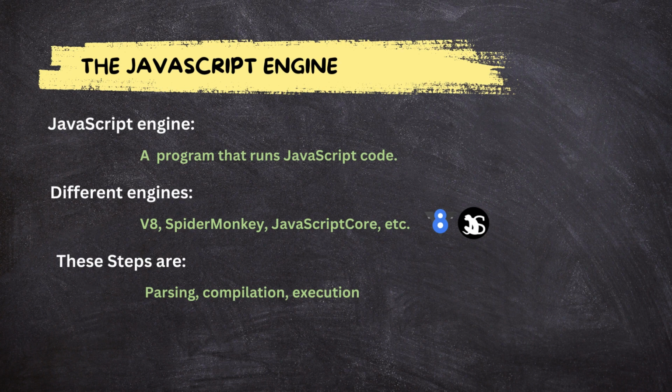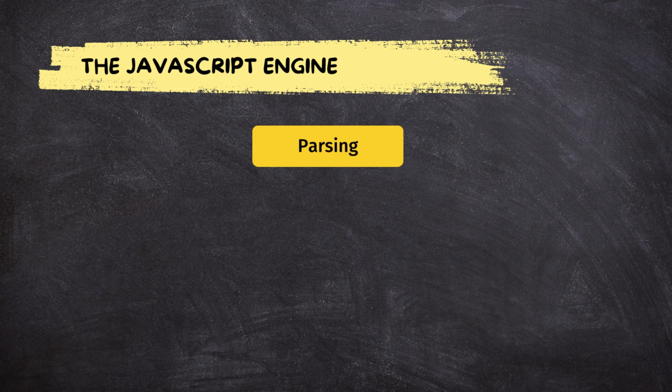Now, first, we are going to talk about parsing. The engine reads your code and breaks it down into smaller pieces called tokens. These tokens are then organized into a data structure called an abstract syntax tree, or AST, which represents the structure and meaning of your code.